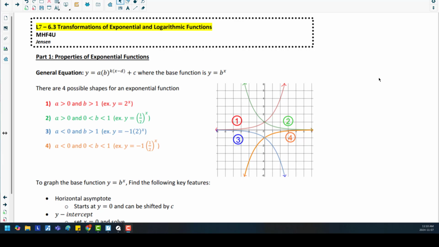Today we will be learning about transformations of exponential and logarithmic functions. So let's get started.